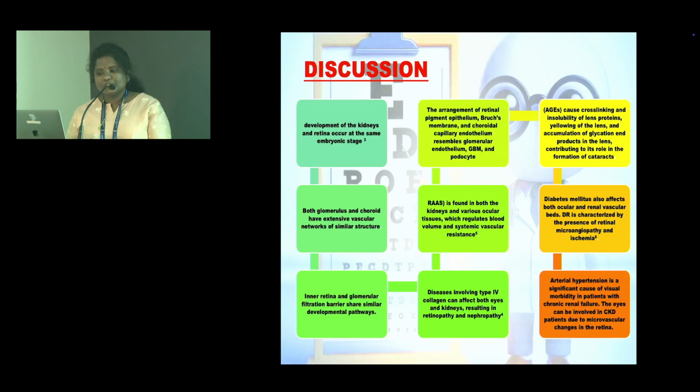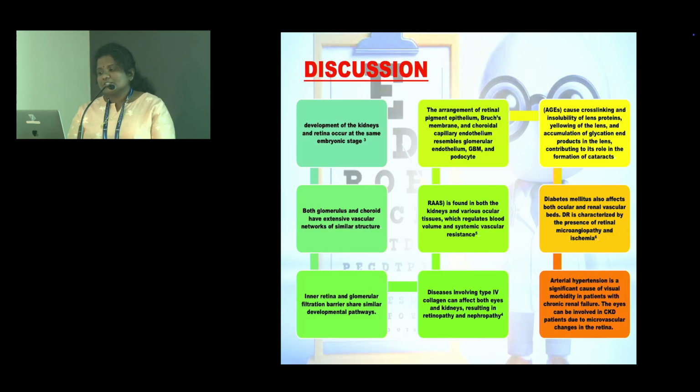Also, the renin-angiotensin-aldosterone system is found in both the kidney and various ocular tissues, regulating blood volume and systemic vascular resistance. Diseases involving type 4 collagen can affect both eyes and kidneys, resulting in retinopathy and nephropathy changes. Also, advanced glycosylation end products cause cross-linking and insolubility of lens proteins, yellowing of the lens, and accumulation of glycation end products in the lens, contributing to the formation of cataract.